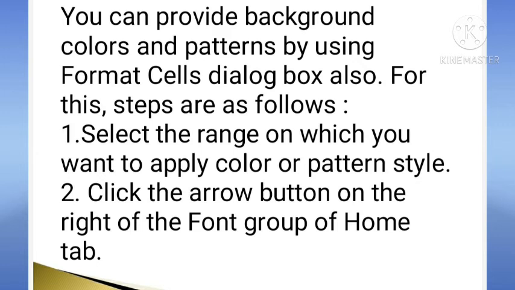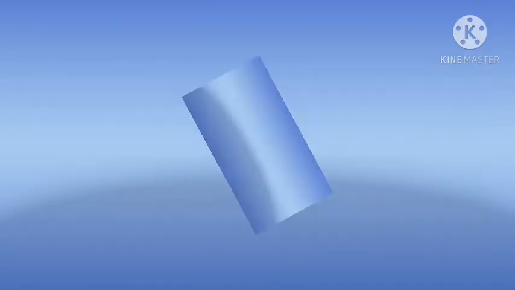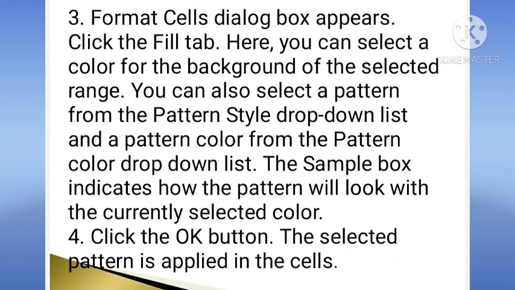Second, click the arrow button on the right of the font group of Home tab. Third step, Format Cells dialog box appears. Click the Fill tab. You can select a color for the background of the selected range. You can also select a pattern from the Pattern Style drop-down list and a pattern color from the Pattern Color drop-down list. The sample box indicates how the pattern will look with the currently selected color.